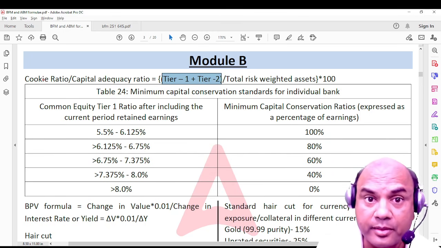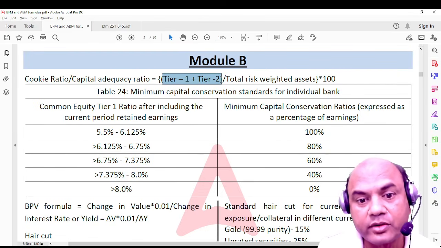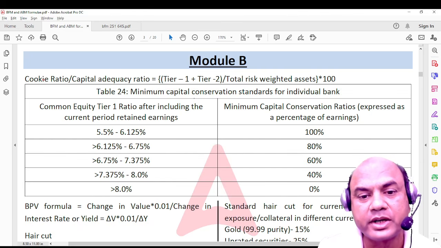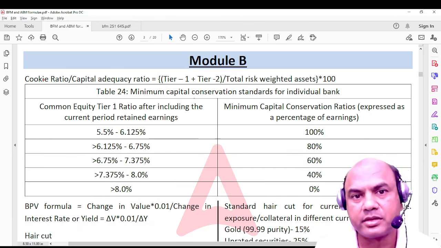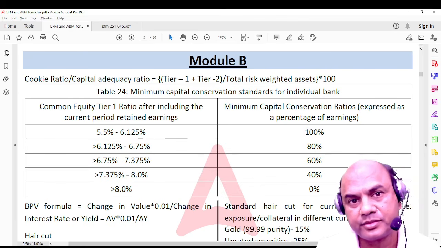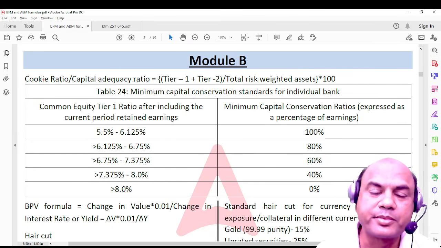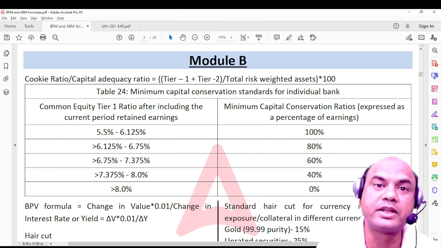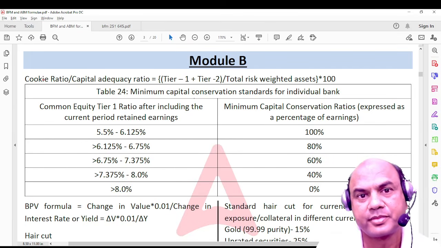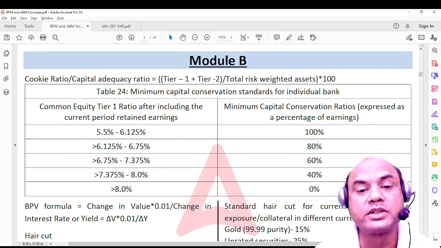There is also a third capital called tier 3, that I'll cover later. Right now, in calculations we take only tier 1 and tier 2. Tier 1 means free capital, tier 2 means paid capital. In tier 1 you don't have to make any compulsory interest payment. In tier 2 you have to make some interest payment because that is borrowed capital. Tier 1 is known as going concern. Tier 2 is known as gone concern.